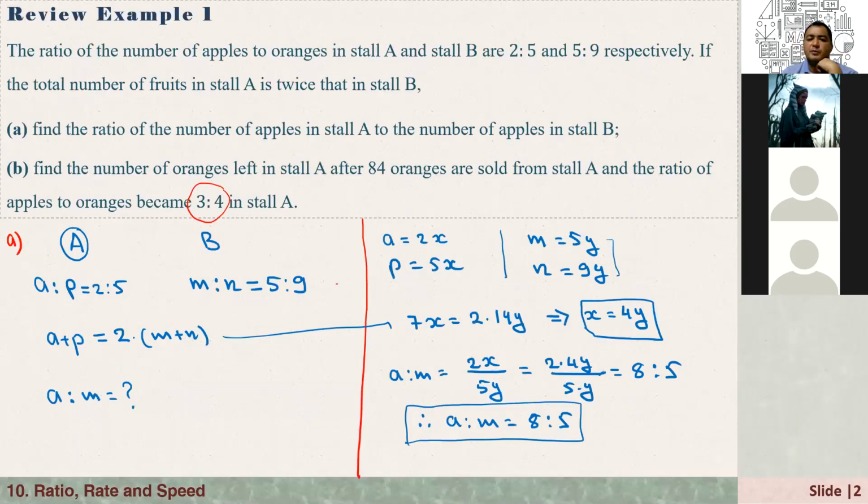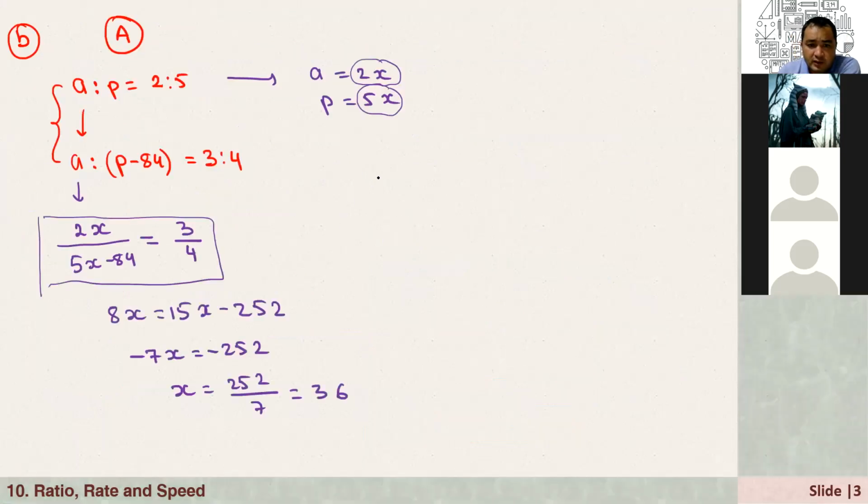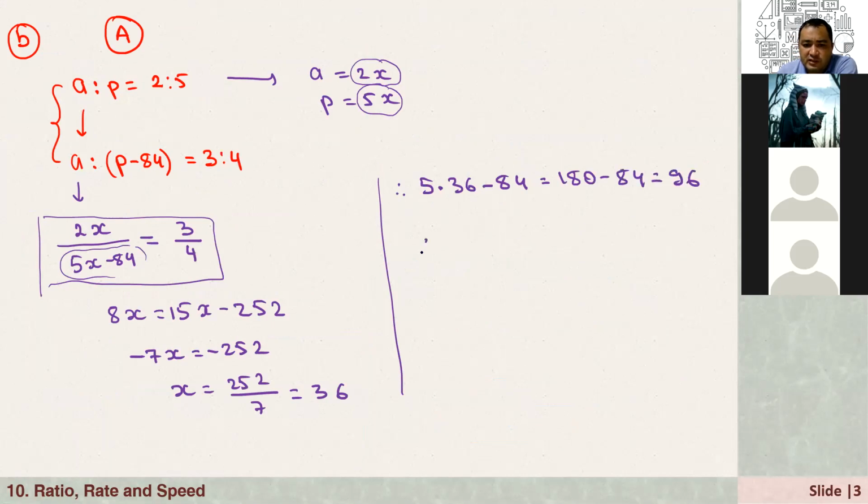What is the question? It says to find the number of oranges left in stall A after 84 oranges are sold, right? How many oranges are left? Here we have 5 times x minus 84. What is x? It is 36. 5 times 36 is 180, and minus 84, that's equal to 96. So after selling 84 oranges, 96 oranges are left.